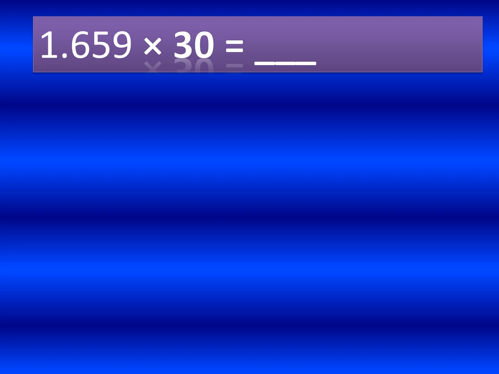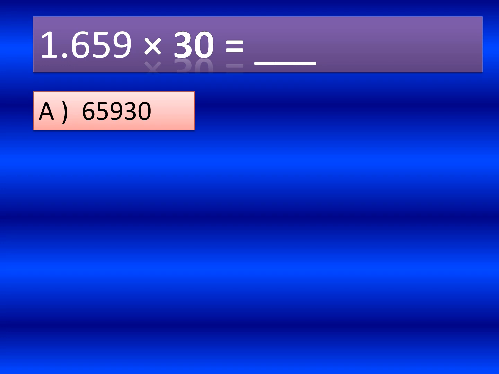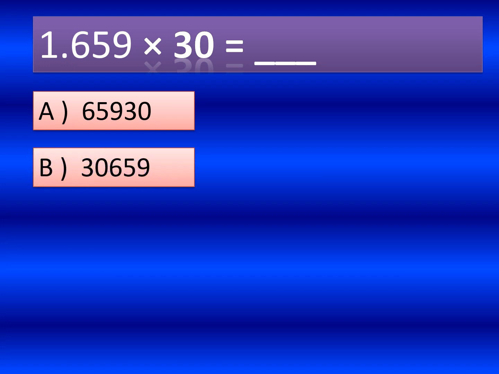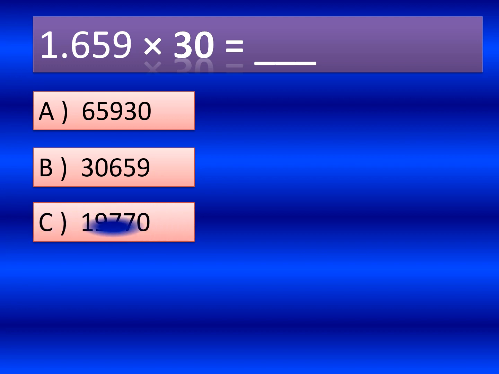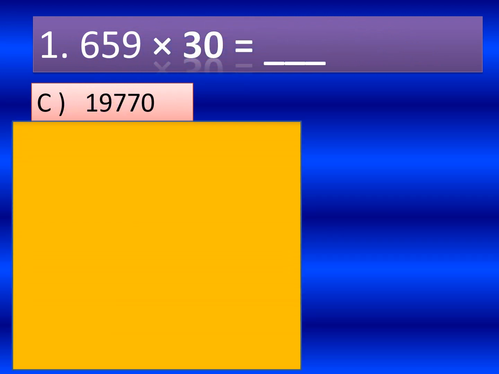659 into 30 is equal to dash. Option A: 65,930. Option B: 30,659. Option C: 19,770. The correct option is option C.